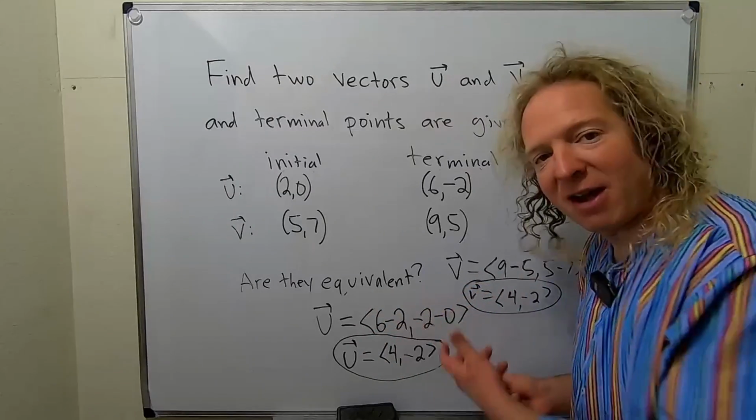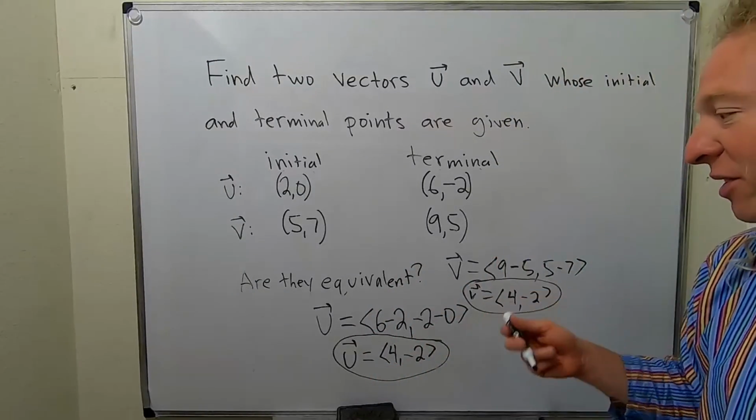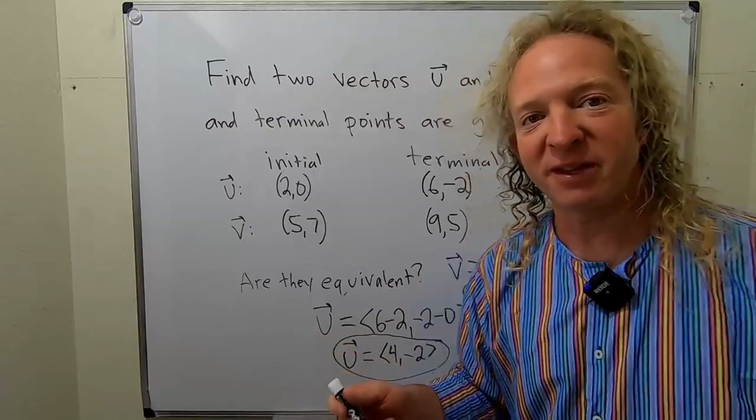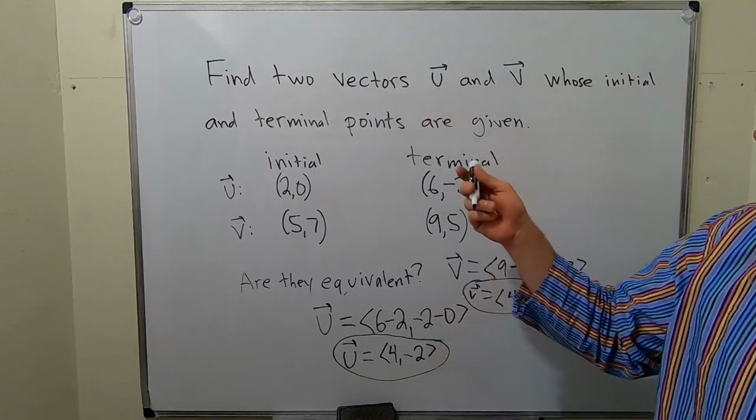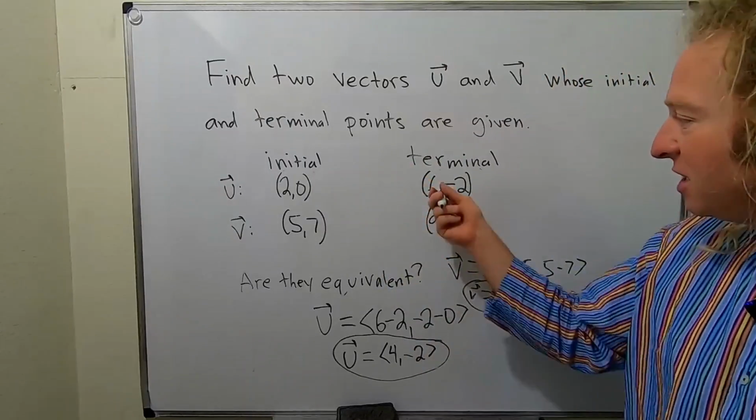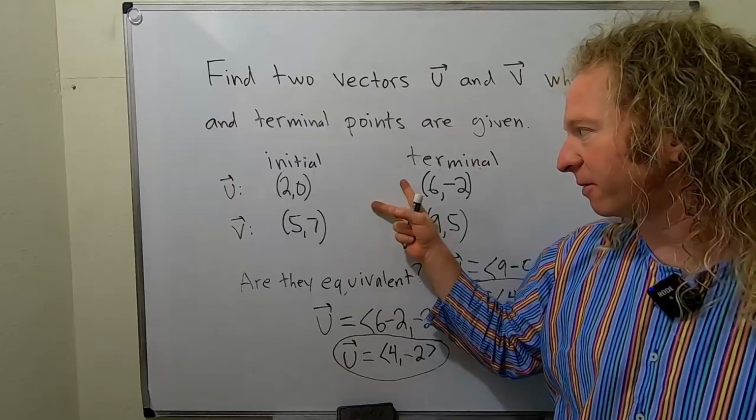These are exactly the same vector, right? It's the same components and everything. So yes, they are equivalent. Two vectors are equivalent if they have the same magnitude and direction. You might say, well, they're the same, so obviously they're equivalent. The question is really asking about these vectors here, u and v, which are the same as these. It's the same vector, just in a different place.